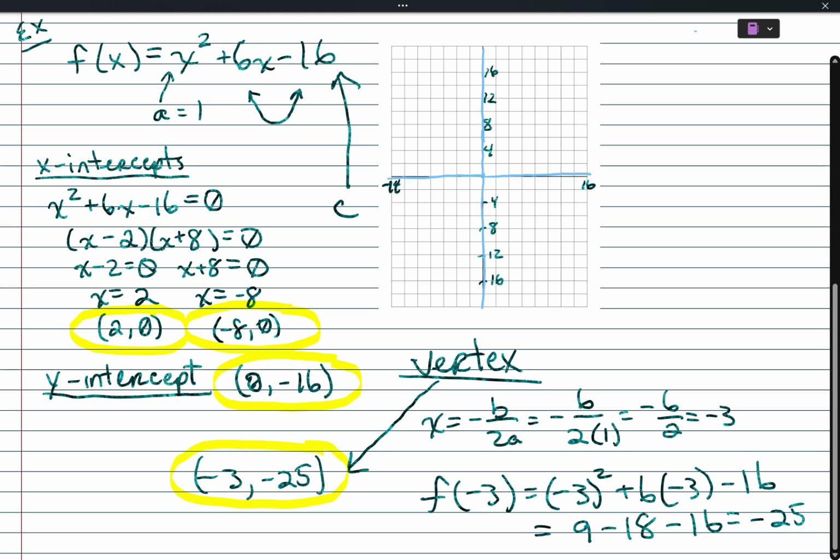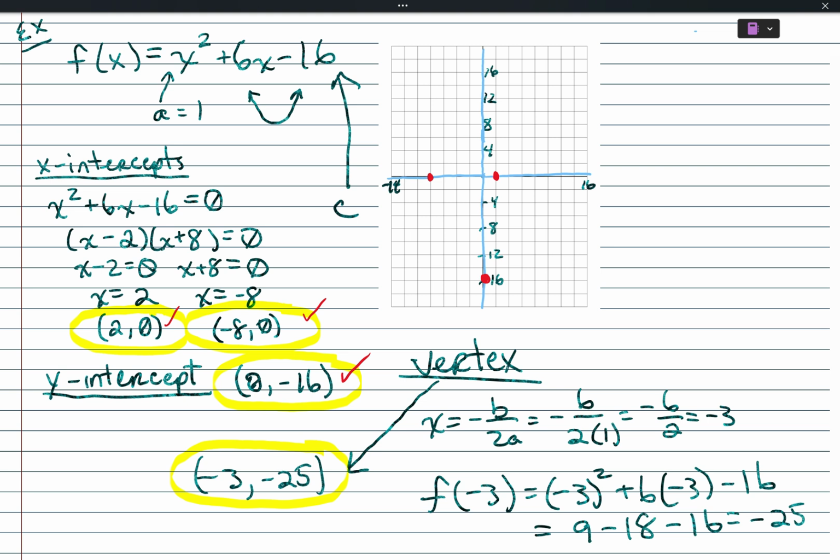I will go ahead and plot my x-intercepts. One is 2, 0. We said we're counting by twos. So 2, 0 is right there. And negative 8, 0. Negative 8 is right there. My y-intercept is 0, negative 16. It's right there. That's where my parabola crosses the y-axis. Those other two were where my parabola crosses the x-axis.